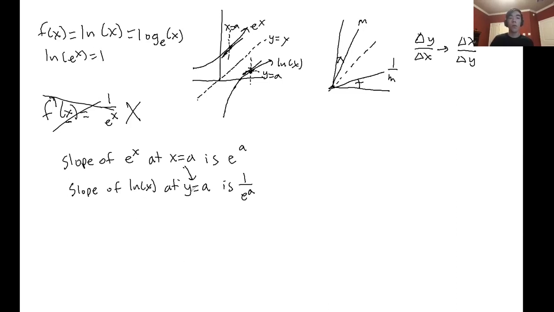So what we have to figure out now is when y equals a on ln of x, what is x? So ln of x equals a. Well, we know that ln is actually the inverse function of e to the x, so ln is just doing the opposite of e to the x. This tells us that x is actually e to the a. So the slope at x equals e to the a is 1 over e to the a. That just tells us that the slope of ln of x, f prime of x, is actually just 1 over x. Because you plug in the input and you just reciprocate it, and that's your slope.